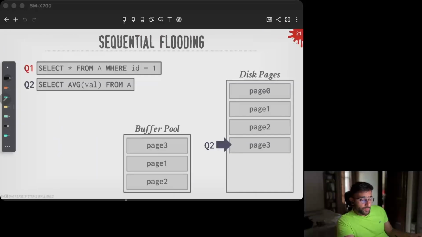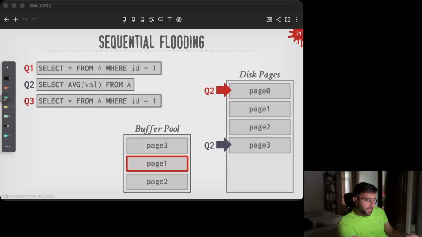So what you did here was, due to one query doing a sequential scan, you are bringing in pages one by one, but you are also throwing out essential pages, which might be useful on your hot paths, or which might be useful for the majority of your queries.